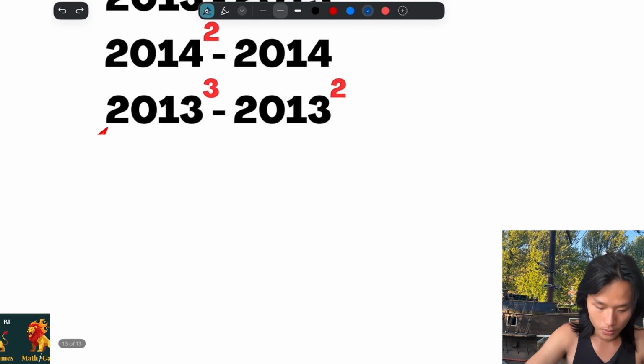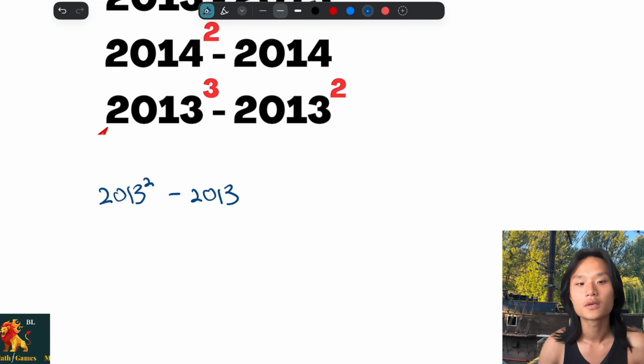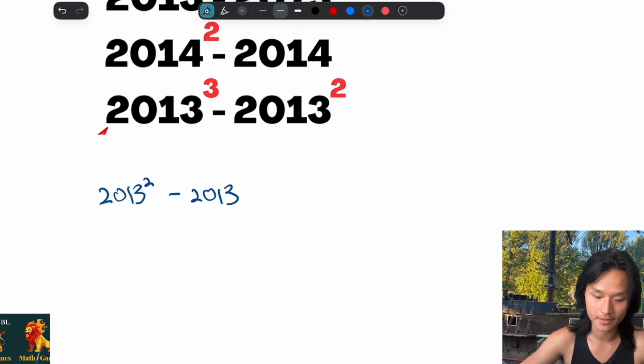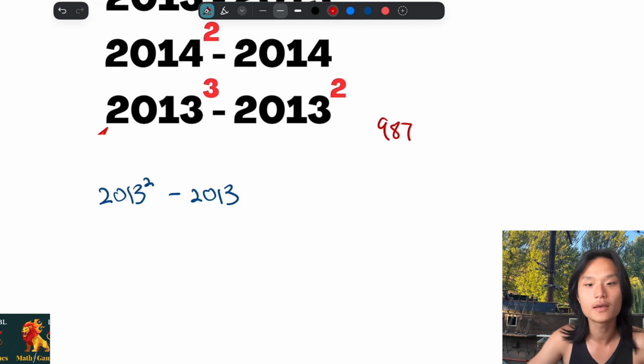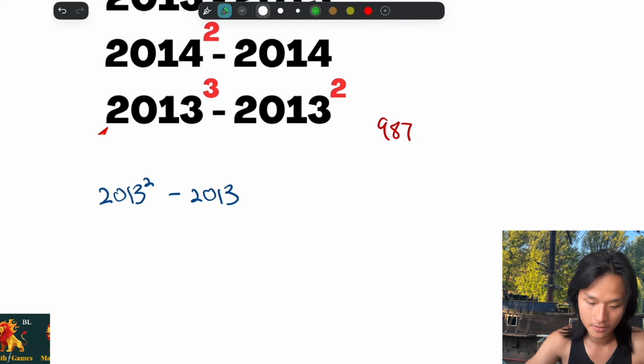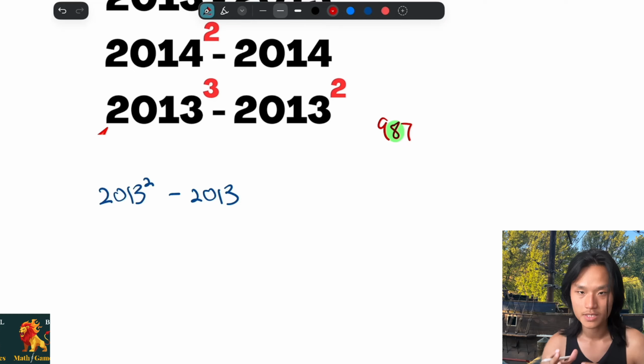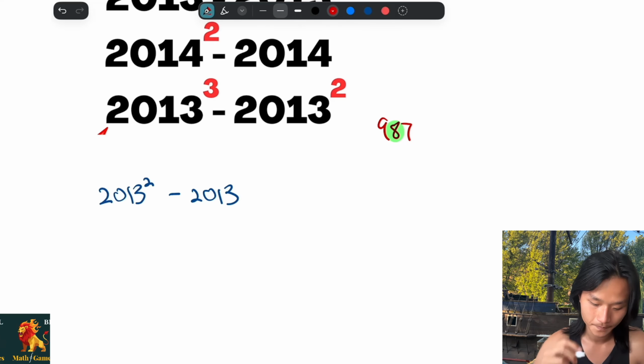So 2013 squared minus 2013. We want to find the tens digit. What is the tens digit? Let's say we have the number 987. Then in this case, the tens digit is the number 8. So we want to find the second digit starting from the decimal point, okay?